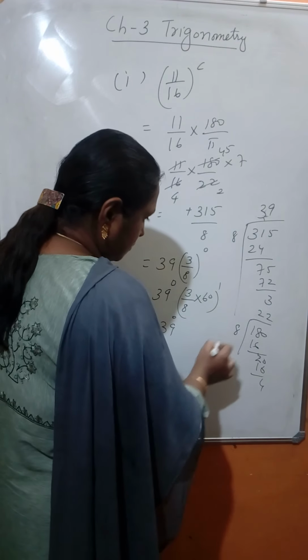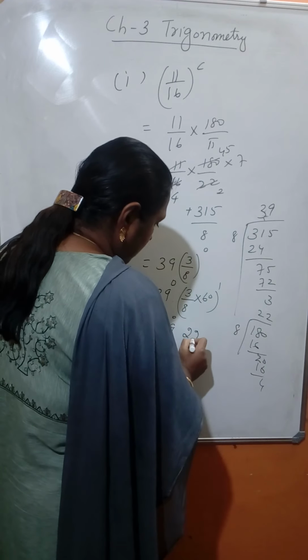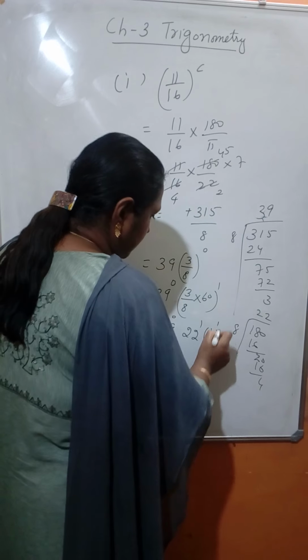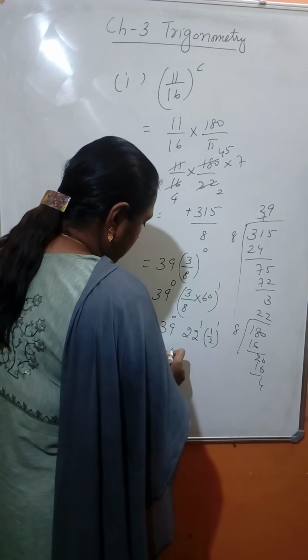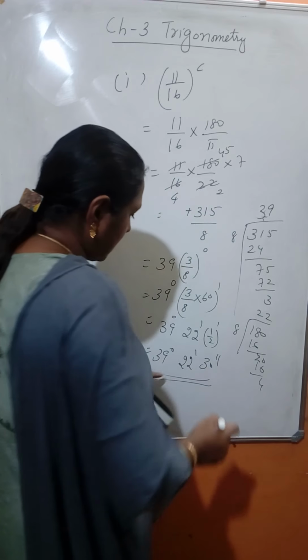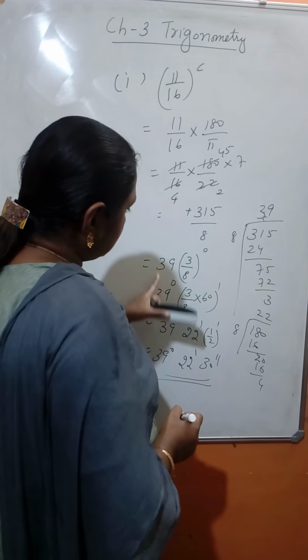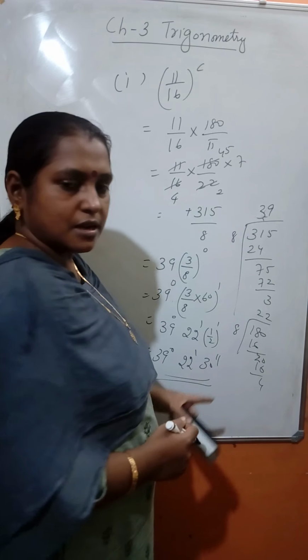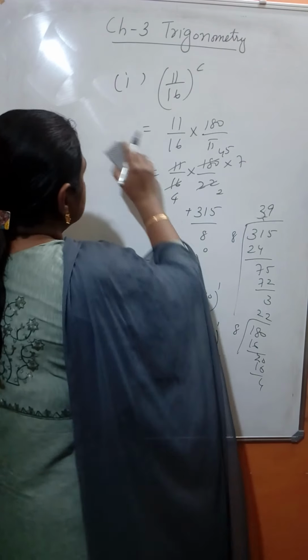See how the conversion is going now. 39 degree, 22 minute. Again 4 by 8 will come. 4 by 8 is the same as 1 by 2 minute, which can be written as 39 degree, 22 minute, 30 seconds. So this is the answer given in the book. Okay. So this way we have to convert degrees into minutes and seconds whenever fractional values are coming. Okay. We will see one more question.